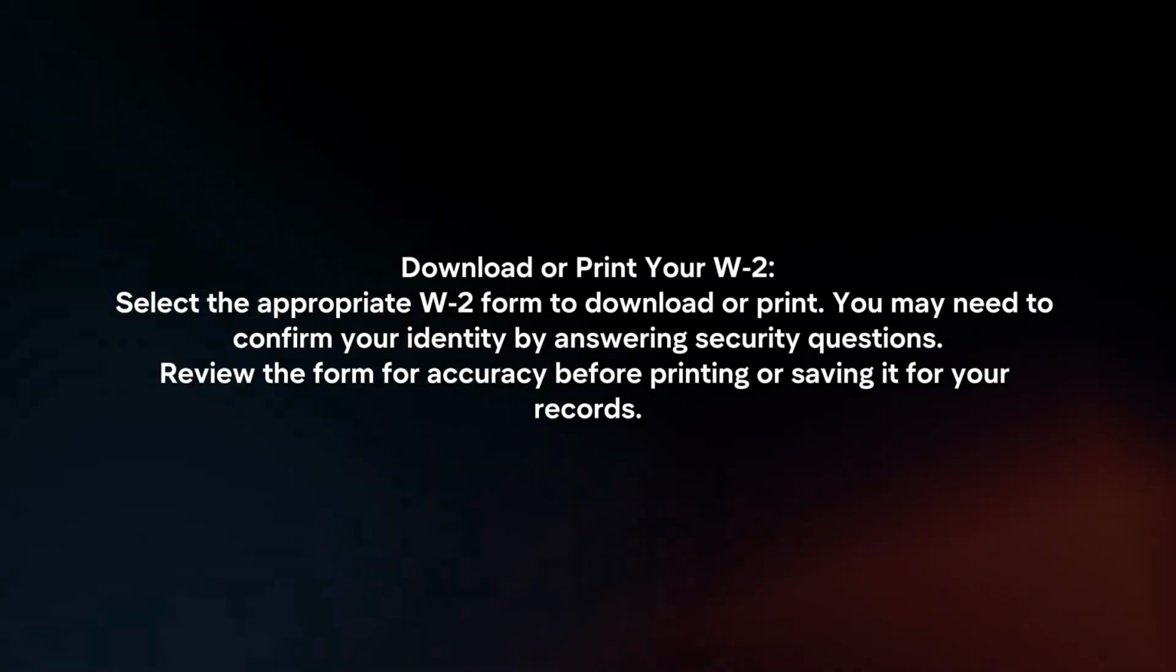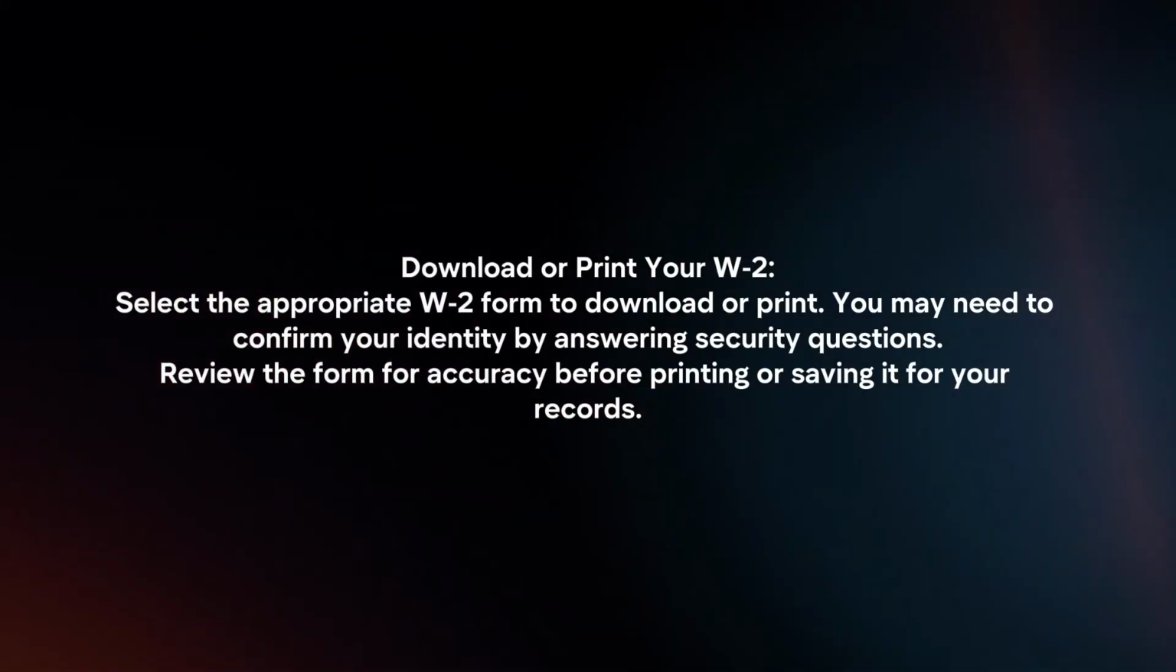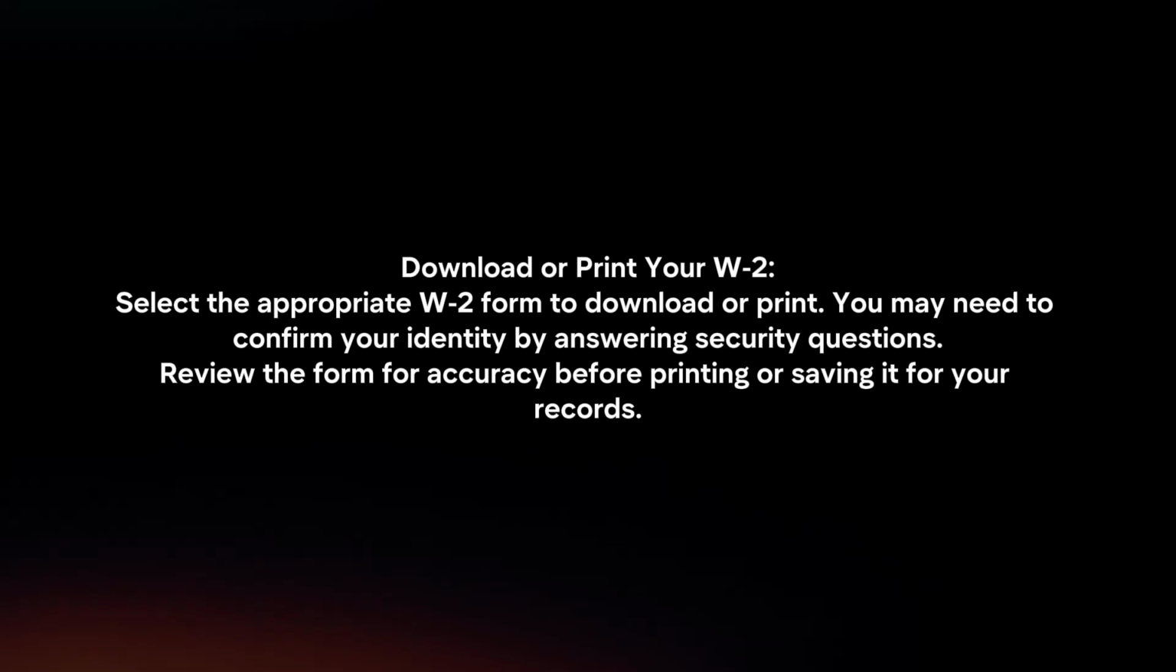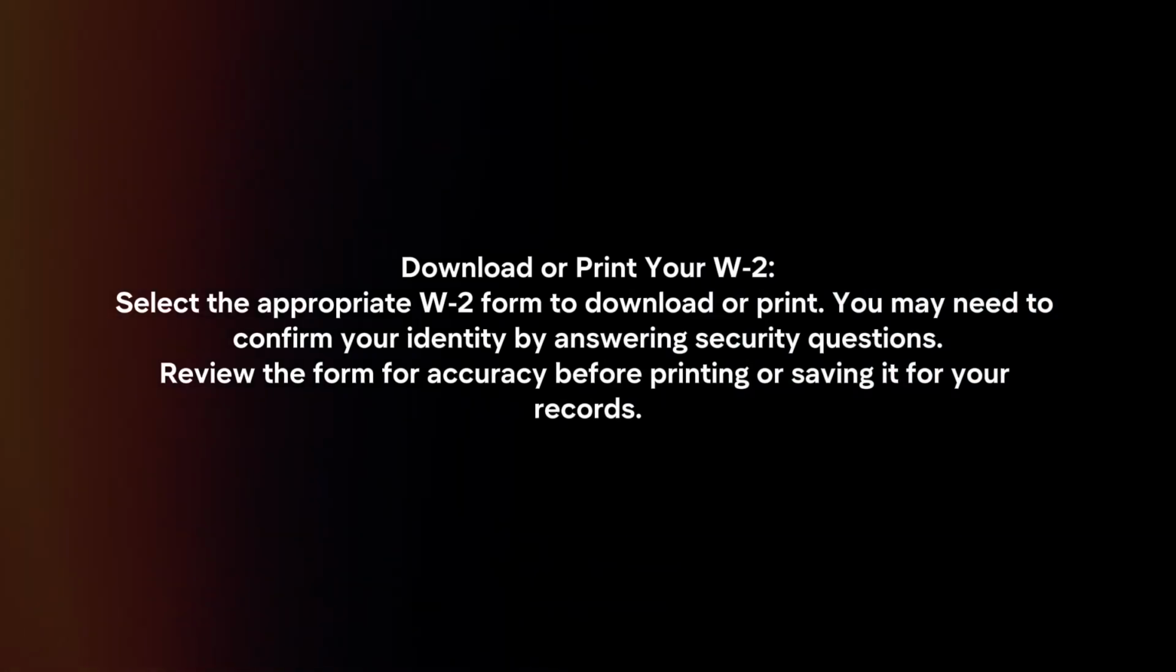You may need to confirm your identity by answering security questions. Review the form for accuracy before printing or saving it for your records. Confirm availability. W-2 forms are typically available by the end of January each year, so ensure you check back if they are not immediately visible.